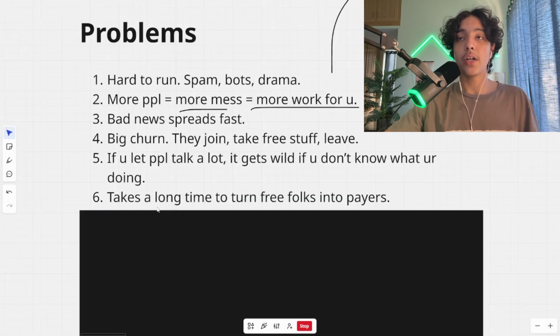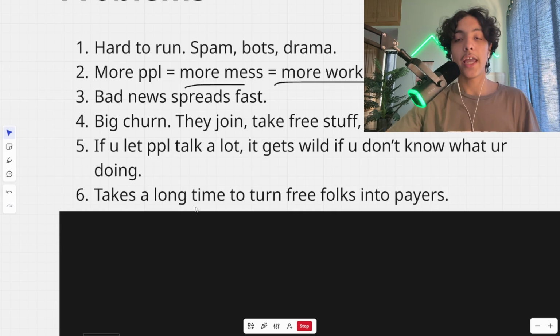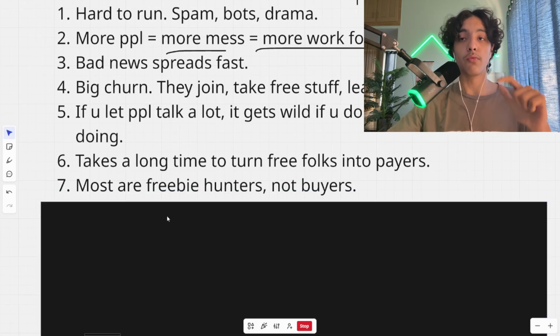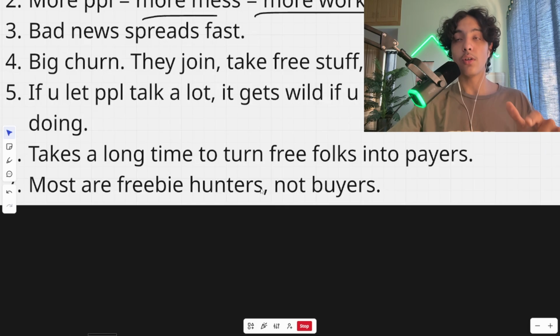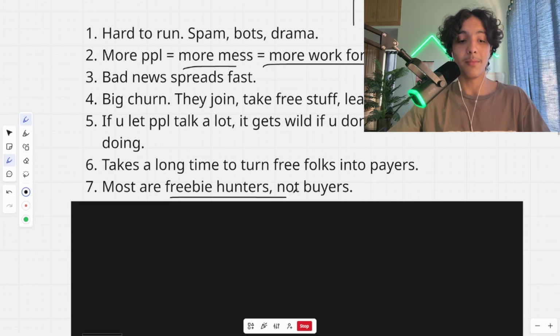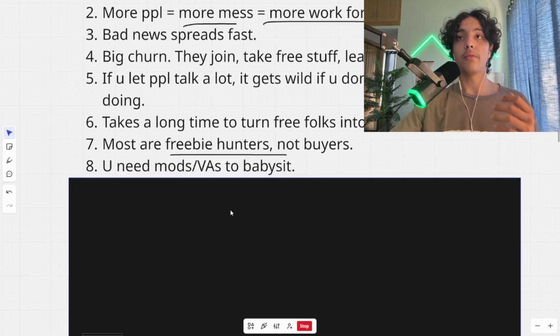And it also takes a very long time to turn free folks into actual paying customers. Most of these people are also freebie hunters, not buyers. So 90% of them are not even going to convert, even if you give them like a year to convert. And the 10% who do are going to take like a year. So that's not really a juicy deal at all, man. Not at all, basically, from the free community.